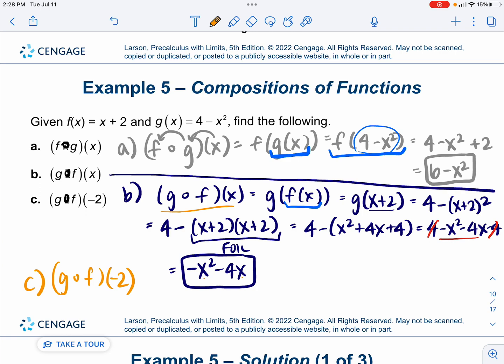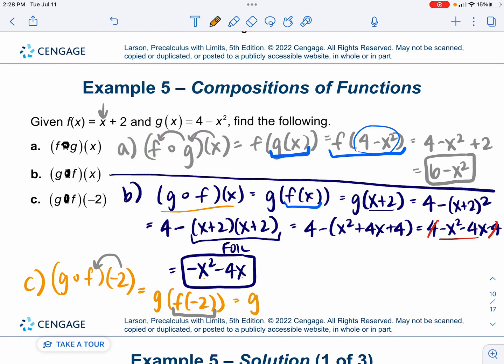Now if you didn't have part B and G composite F of negative 2 was a problem all on its own, I'm going to show you what I would do then, just so you have that tool available to you as well. So the definition of composite is G of F of negative 2. And what you would do is start your way from the inside out. So you'd first plug negative 2 in the F function. F of negative 2 just means plug negative 2 in for X in the F function.